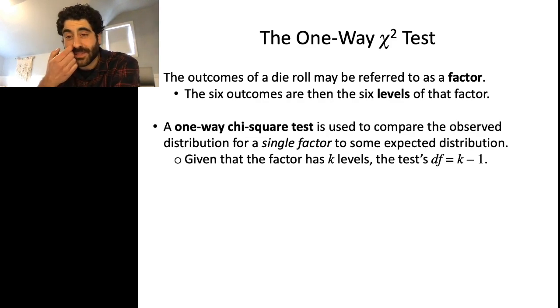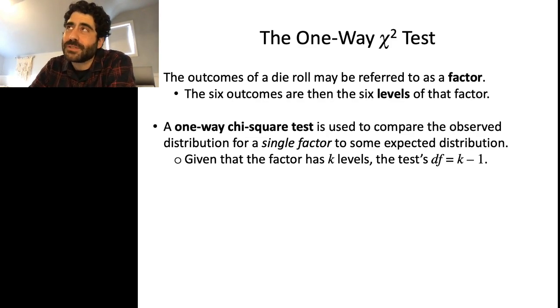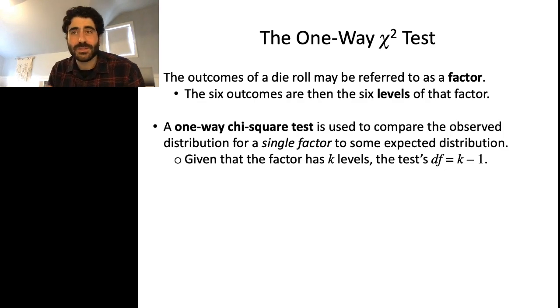The logic of this is kind of similar to the same reason that the degrees of freedom in a t-test is the number of subjects minus 1, right? So notice here, first of all, this is not the number of subjects, this is the number of levels. But the logic is similar: if we know how many 1s, 2s, 3s, 4s, and 5s there were in our data set, we can figure out how many 6s there were because it has to all add up to n. So there's one less degree of freedom than the number of outcomes.